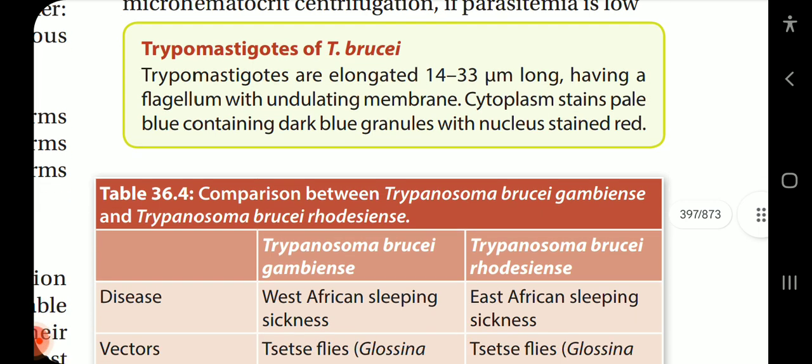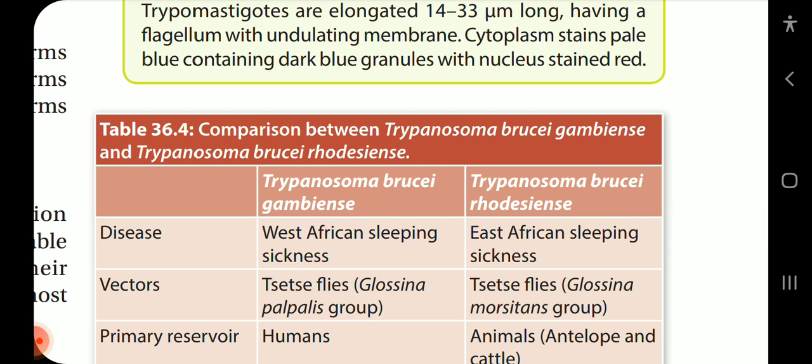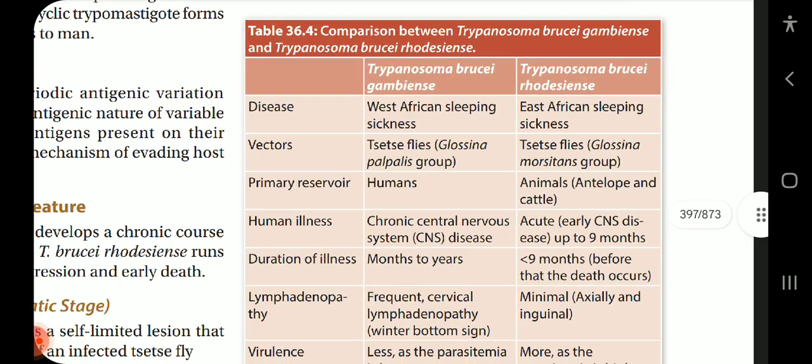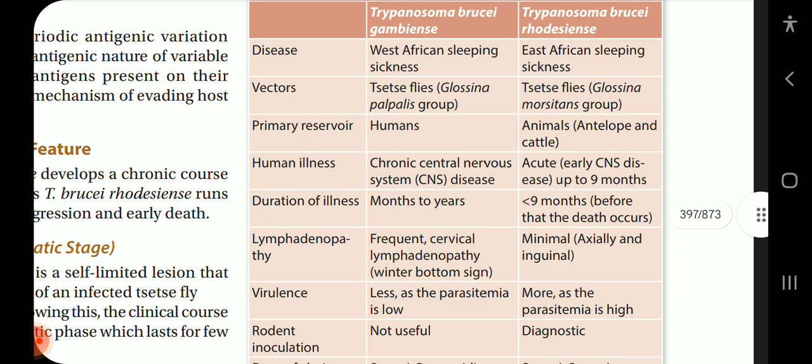Trypomastigotes of Trypanosoma brucei are elongated, 14 to 33 micrometers long, having a flagellum with an undulating membrane. Cytoplasm stains pale blue, containing dark blue granules, with the nucleus staining red. Now, comparison between Trypanosoma brucei gambiense and Trypanosoma brucei rhodesiense. Disease: gambiense causes West African sleeping sickness.